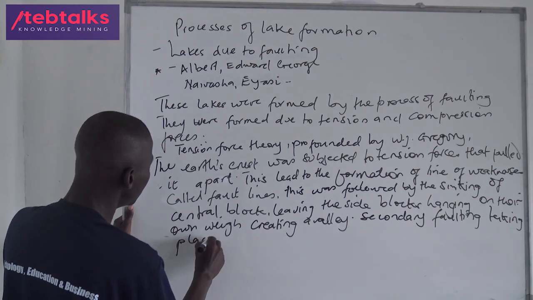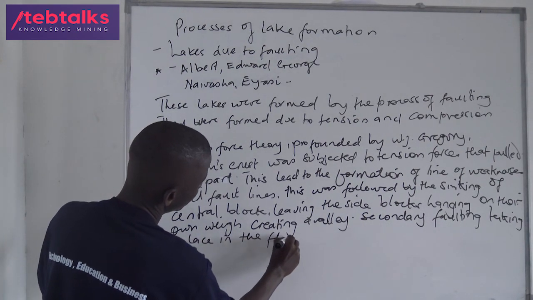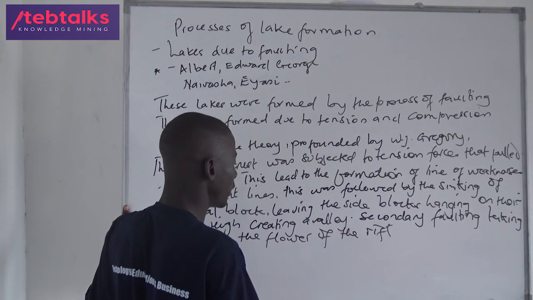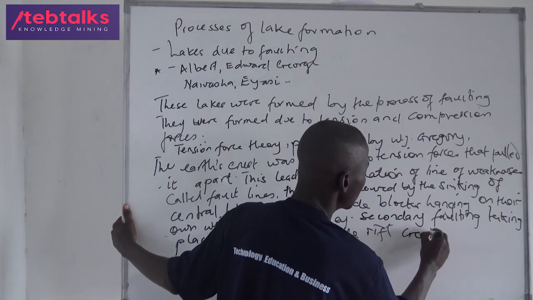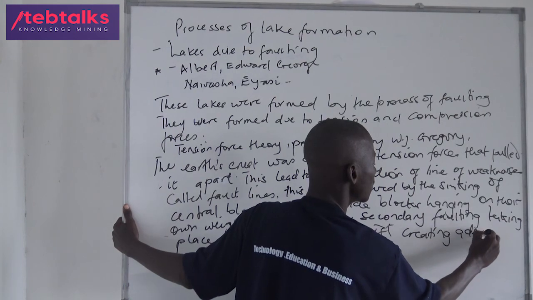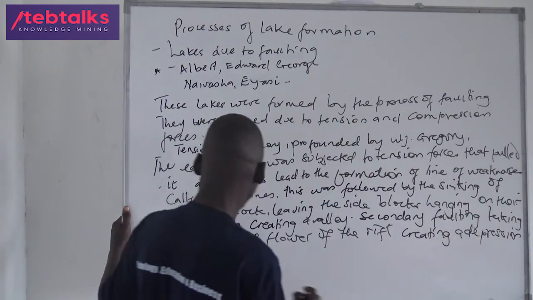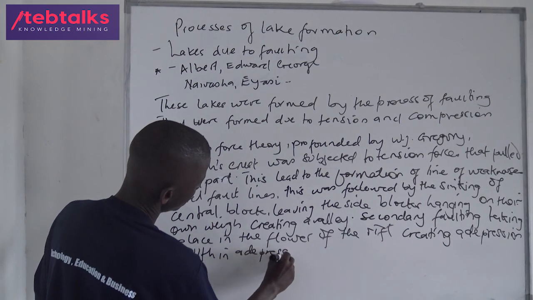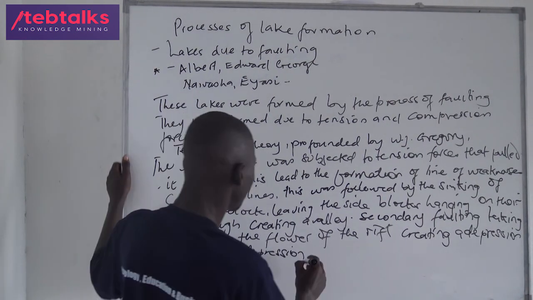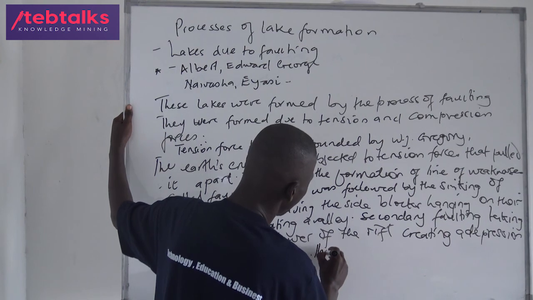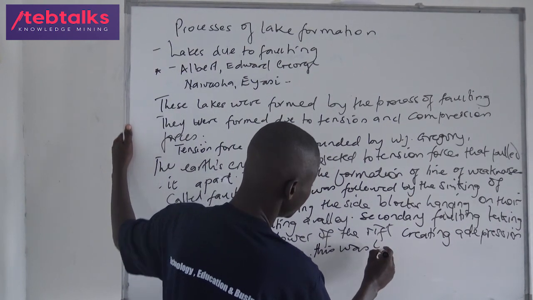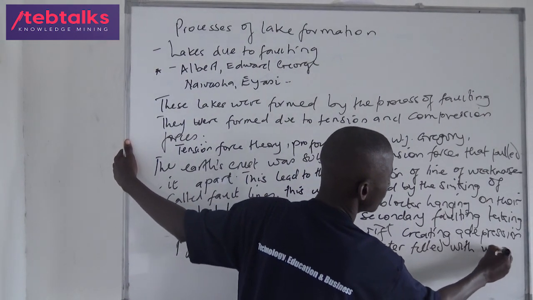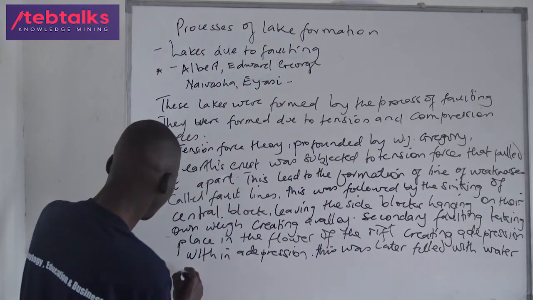Secondary faulting took place in the floor of the Rift Valley, creating a depression within a depression, and this was later filled with water to become a Rift Valley Lake.